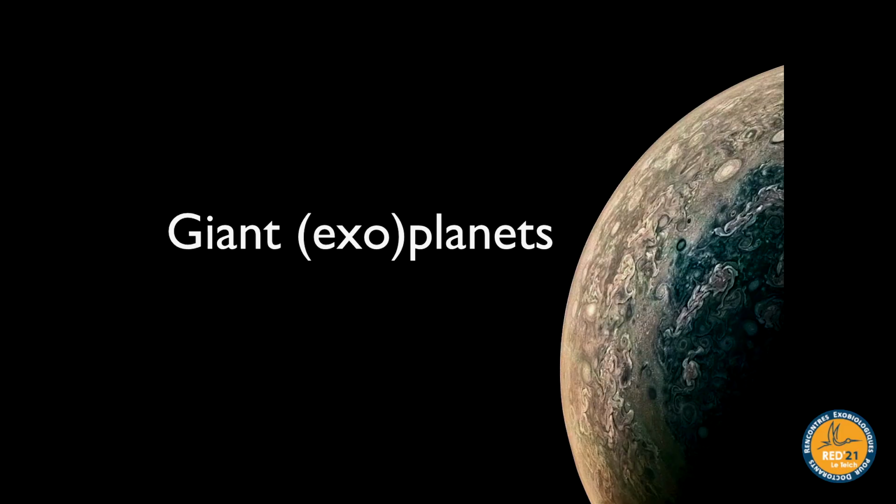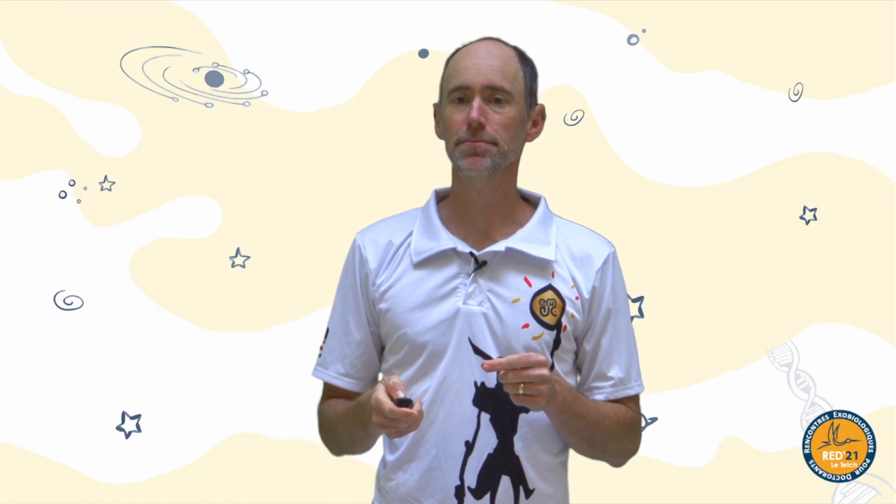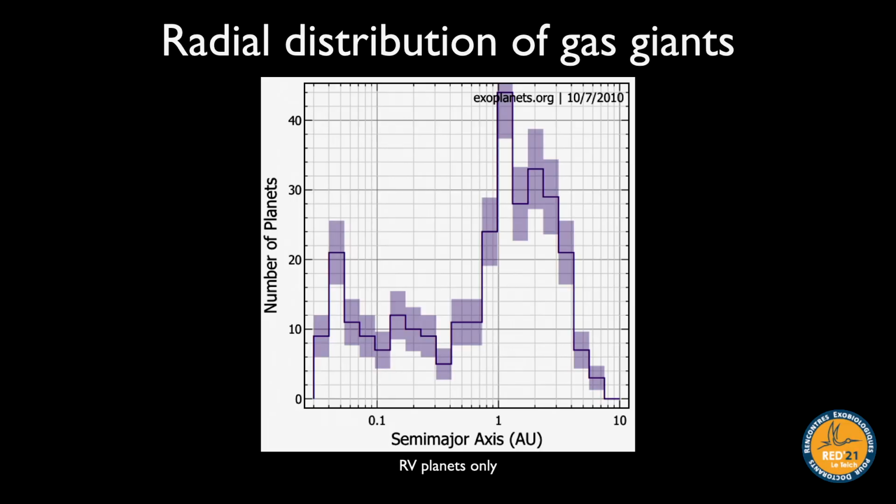All right, so that's the end of the super-Earth section. Let's move on to giant exoplanets. And so again, I'm going to go through some of the constraints that we have for giant exoplanets. Here's the radial distribution of gas giants, where there are, again, a few hot Jupiters close to the star and a lot more distant Jupiters past around 1 AU, right? So Jupiter is sort of at the outer edge of what's currently within this distribution.